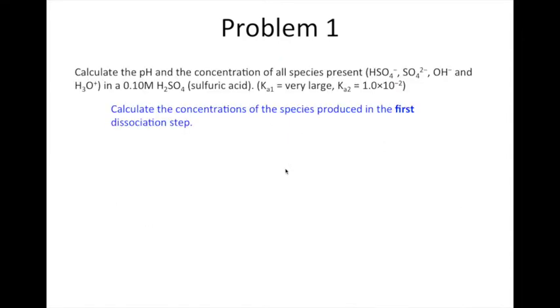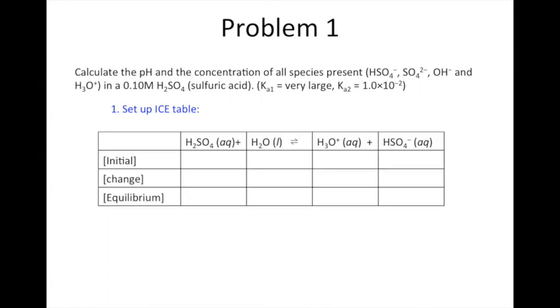So let's begin to calculate. First, let's calculate the concentrations of the species produced in our first dissociation step. So I'm going to set up an ICE table. Here we have our chemical equation for the first step. Our initial concentrations are entered. You can see those here.